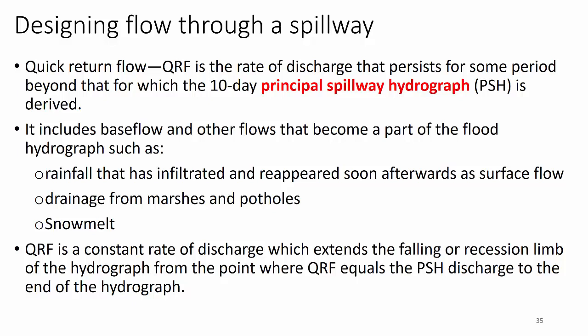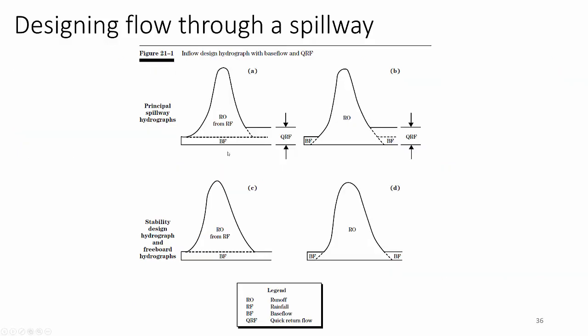So quick return flow is a constant rate of discharge which extends the falling or receding limb of a hydrograph from the point where the quick return flow equals the principal spillway hydrograph discharge to the end of the hydrograph. If we have a runoff hydrograph, the principal spillway hydrograph here, we have base flow, we have quick return flow at the bottom, and this is flow that's coming in. You can see that they can affect the taper of the hydrograph.